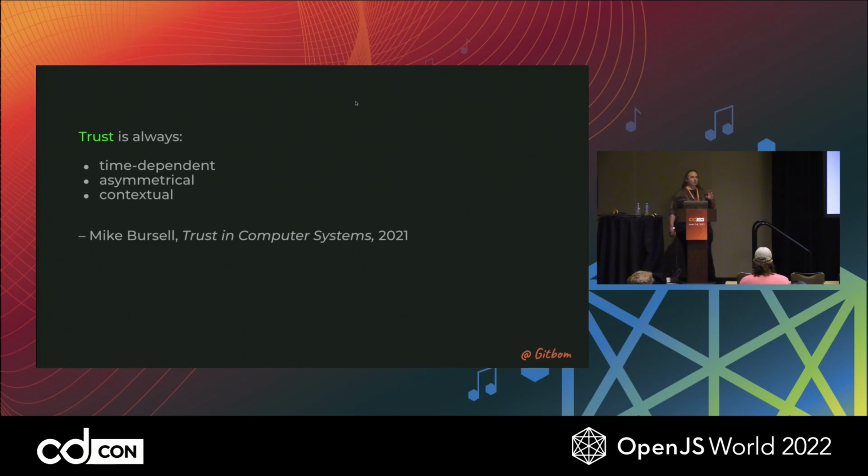Now, to put this much more simply, trust is always time dependent. In other words, it depends on when you're talking about. Maybe I trust this software today, but tomorrow we discover a very bad CVE with it, and we don't trust it anymore. It's asymmetrical, meaning that you trust me doesn't necessarily mean that I trust you. And it's contextual, right? It's within the context that you're trusting a thing.